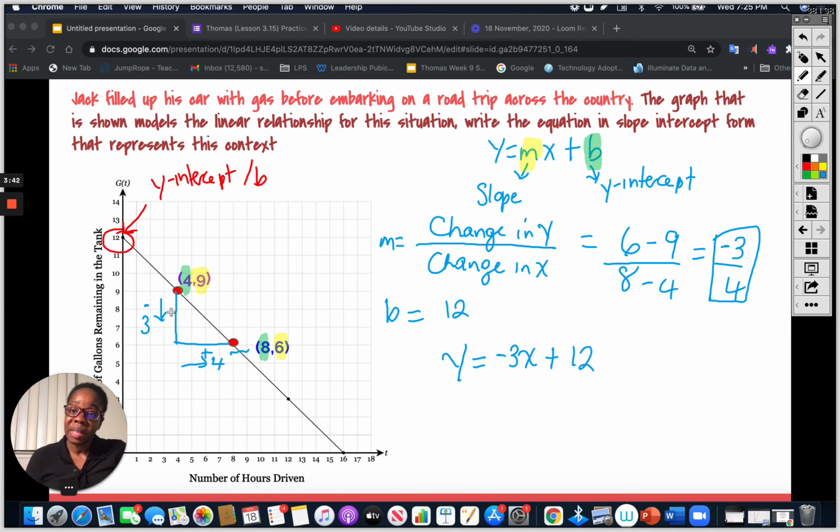So what this means is that for every 3 units that decrease in y, we're increasing 4 units in the direction of x. Here is our equation. There you go.